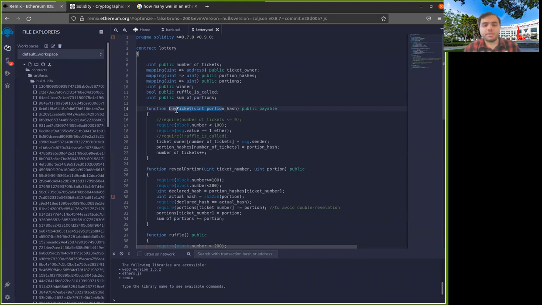You pay 2 things. You pay the value of the ticket, which is 1 Ether in this case, and you will also pay a huge deposit. And this deposit should be more than the value of all tickets combined. And then I would say, if you don't reveal your portion in time, I will confiscate your deposit and pay it to everyone else in the contract.